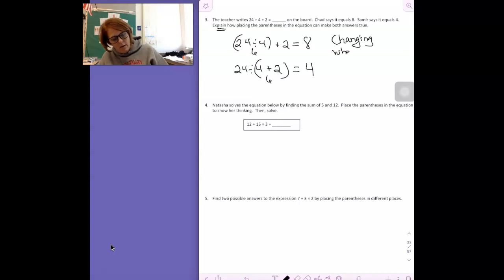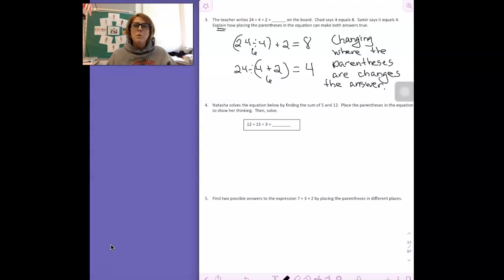Changing where the parentheses are changes the answer. And boys and girls, you're going to eventually know where the parentheses go based on what the problem is telling you to do. For right now, it's a rule that we have to follow that you solve what's in the parentheses first. Good job, boys and girls.